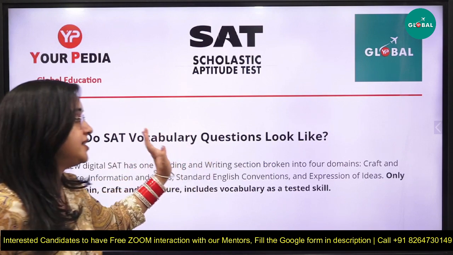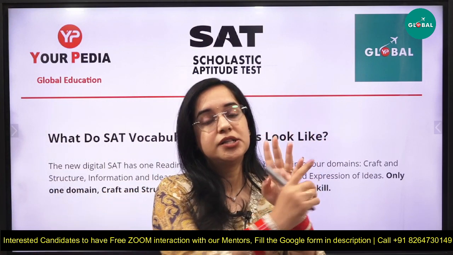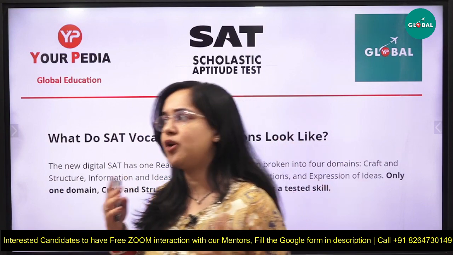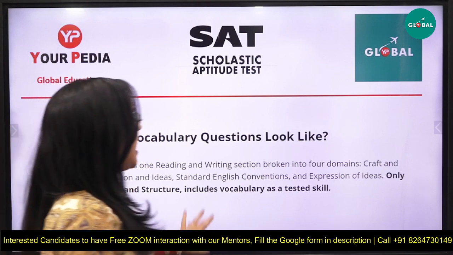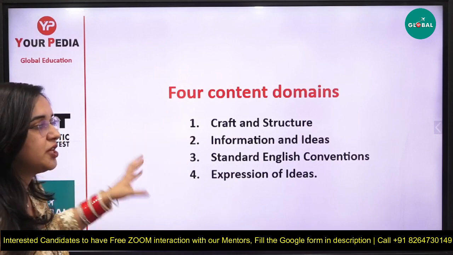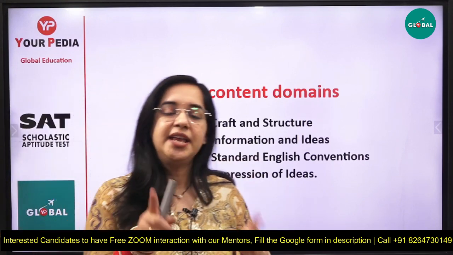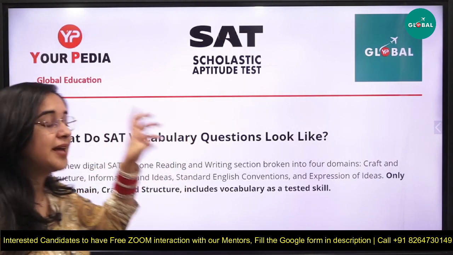It has one reading and one writing section, which is broken down into 4 important domains. In my last video I talked about the 4 important verticals from which the questions pop up: craft and structure, English conventions, information and ideas, and expression of ideas. I've already explained in my previous video what each section comprises and what kind of questions are asked. In case you missed it, please go and watch those videos, because it's very important from the point of view of the examination.